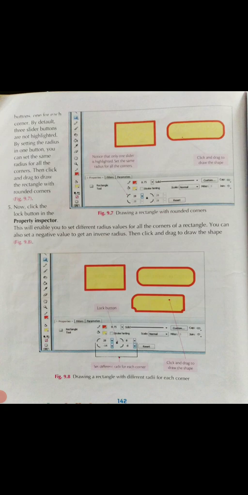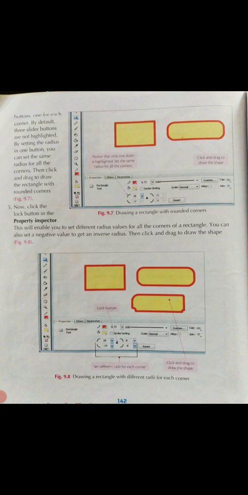Now click the lock button in the property inspector. This will enable you to set different radius values for all the corners of a rectangle. You can also set a negative value to get an inverse radius. Then click and drag to draw the shape. Now here in the 5th step, that is your last step, you are going to click the lock button. And where will you get this lock button? You will get this lock button in your property inspector. Clear?